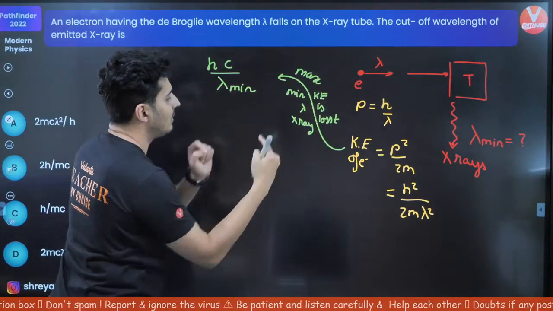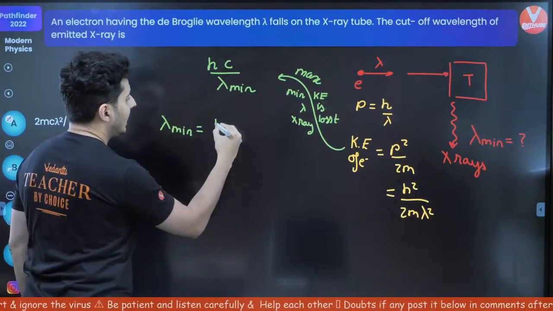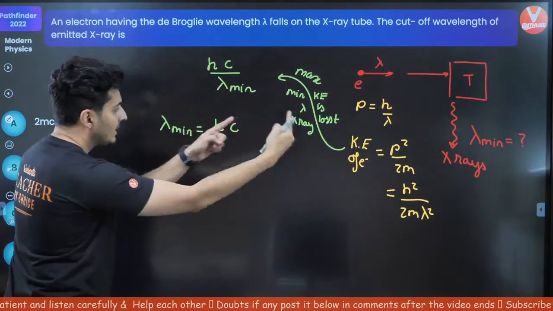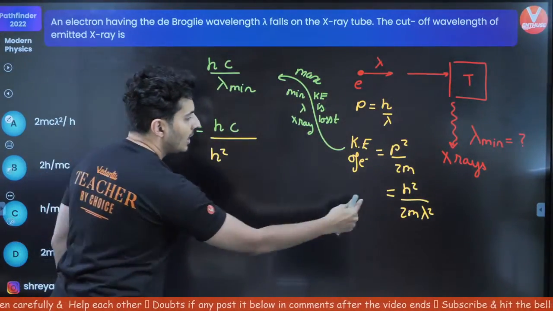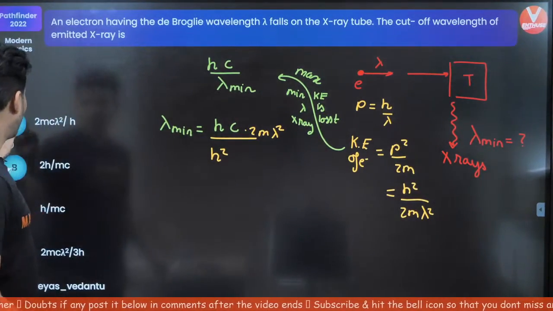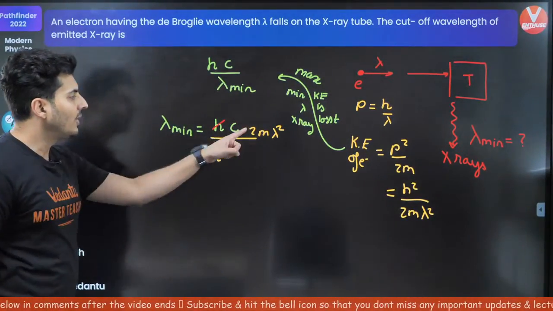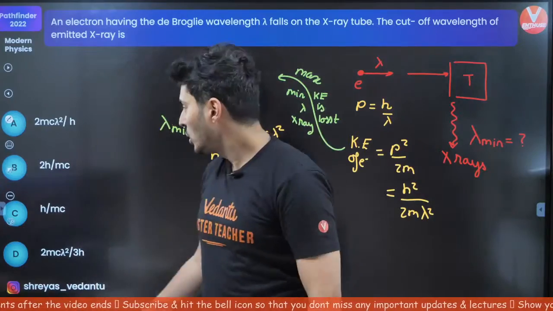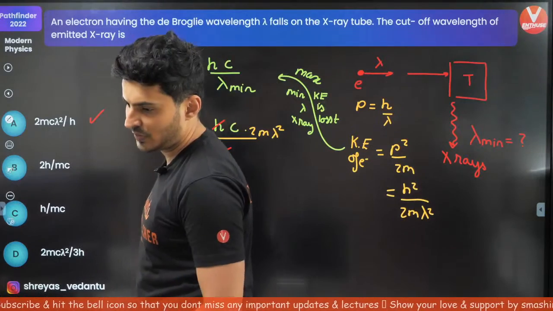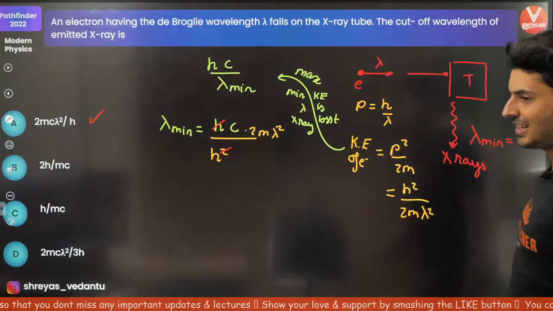So shift lambda minimum on the top. When you shift lambda minimum on the top, what is remaining? hc is remaining from here, and from here h square has come below, and 2m lambda square has gone on the top. Now you can see so many things will get cancelled, like this h, and you will have 2m lambda square c by h. 2m lambda square c by h, that's option A, I suppose. Yep, very good Abhishek. Yes, option A is correct.